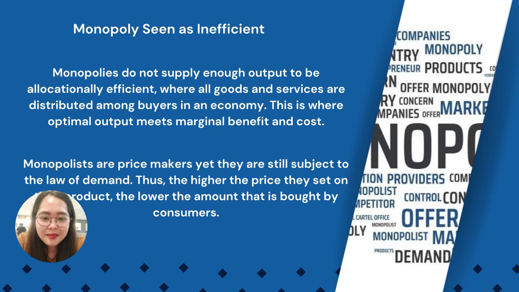Monopoly seen as inefficient. Monopolies do not supply enough output to be allocationally efficient, where all goods and services are distributed among buyers in an economy. This is where optimal output means marginal benefit equals marginal cost. Monopolies are price makers, yet they are still subject to the law of demand. Thus, the higher the price they set on their product, the lower the amount that is bought by consumers.